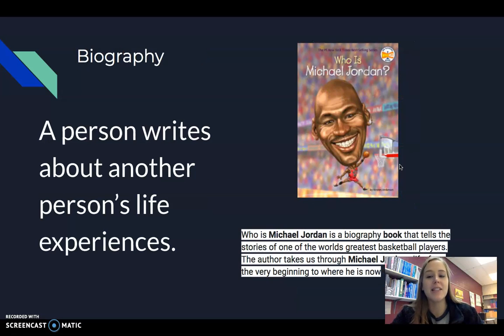All right, guys, we have made it to the end. Our last genre is biography. And biography is when a person writes about another person's life. So remember, autobiography is when you write about yourself. Biography is when someone else writes about a person. Our example here is, Who Is Michael Jordan? Michael Jordan did not write this book, but someone else wrote it about him, so that makes this a biography. Right now, please go fill in your biography notes.